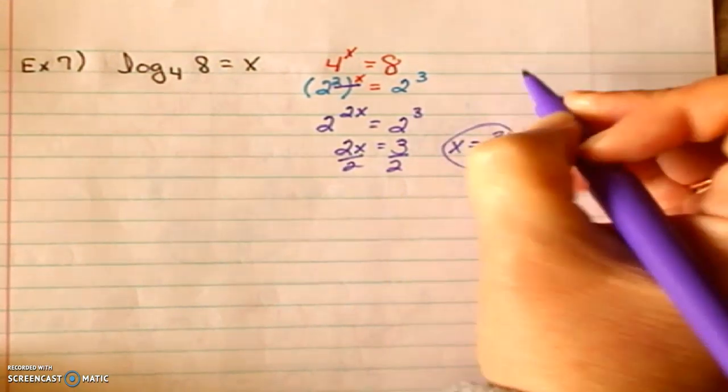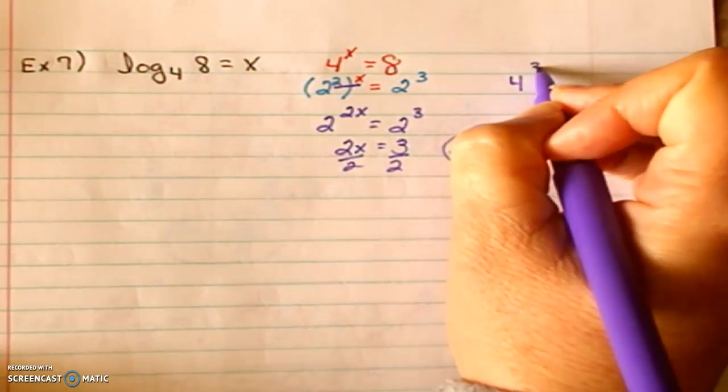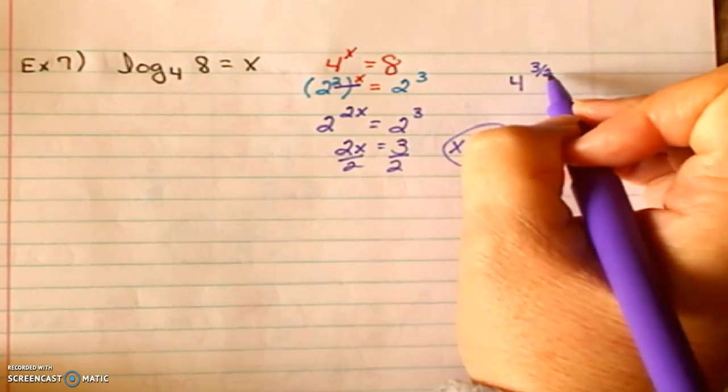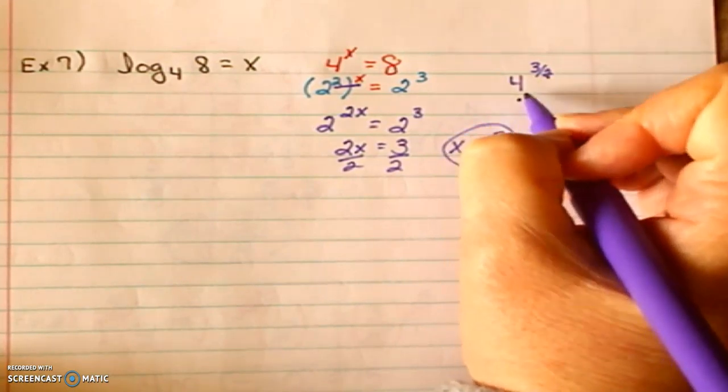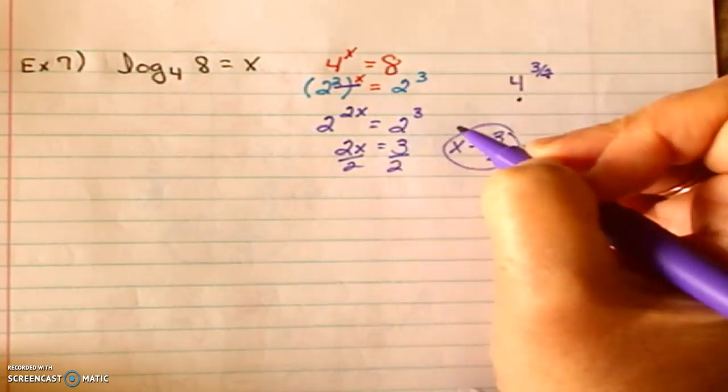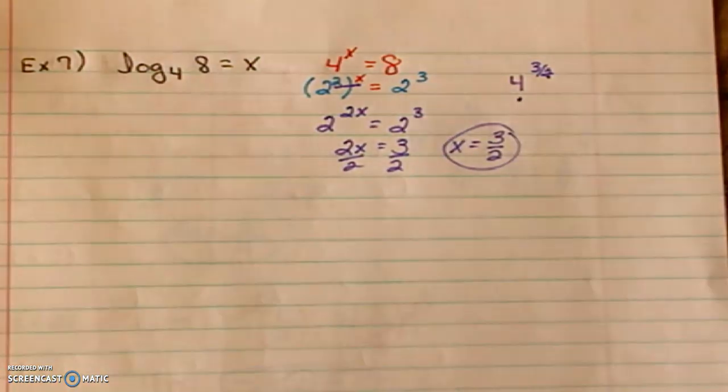3/2. And if you look at it, you take 4 to the 3/2 power. I do the root first. The square root of 4 is 2. 2 cubed is 8. And that is what we are looking for.